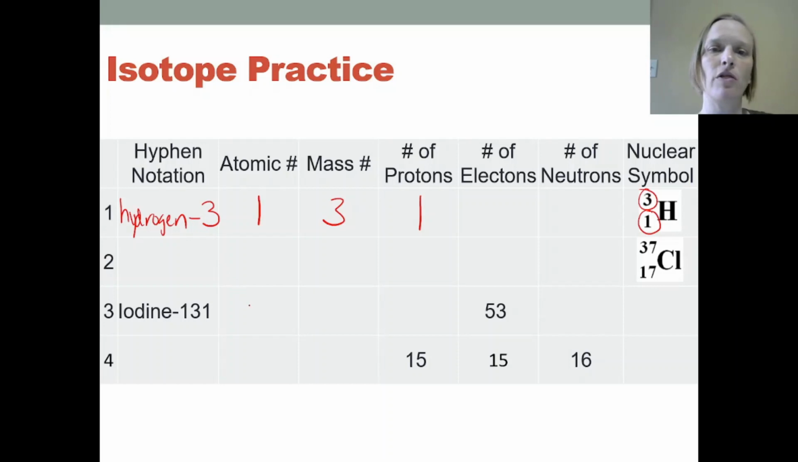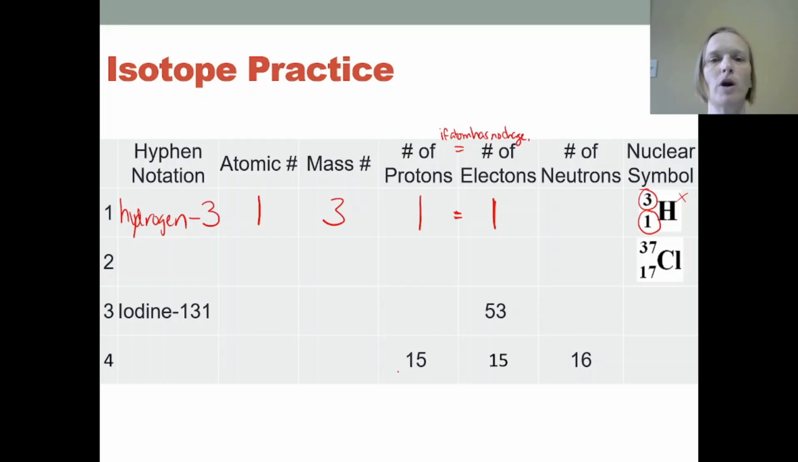When I look at my nuclear symbol, there's nothing up here in this top right corner. Therefore, I assume that this atom has no charge. When the atom has no charge, then the number of protons is going to be the same as the number of electrons, because the number of positives has to balance with the number of negatives to get zero charge. So I'm just going to have one electron here. So these are equal if the atom has no charge.